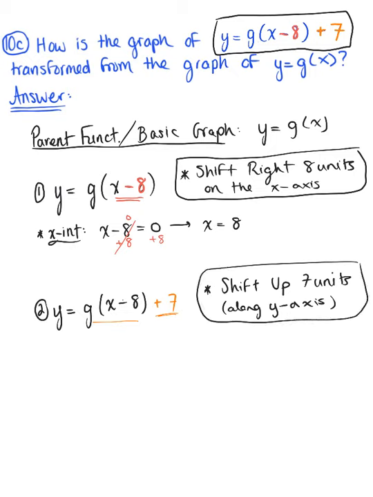And that's it. These are the 2 translations needed in order to attain that given function y is equal to g of x minus 8 plus 7. And this one, you don't have to worry about the order as much. No matter which order you list these 2 translations in, you're still going to attain the same function. But it's always good to be mindful of order.